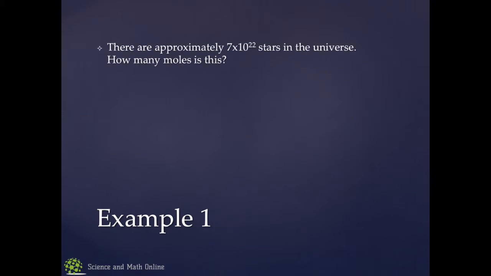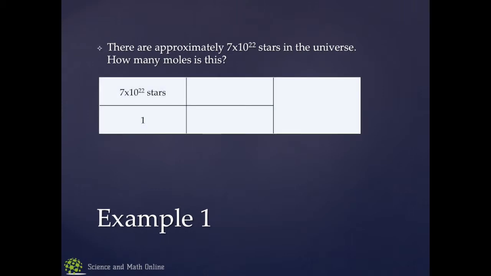So there's approximately 7 times 10 to the 22 stars in the universe. How many moles is this? Okay, so given over 1, do your units just like we've done them before, but we're going stars to moles, and it should have stars after it here. You need to tell me moles of what? So moles of stars. And so 1 mole of stars is 6.02 times 10 to the 23 stars, giving me 0.1 moles of stars.